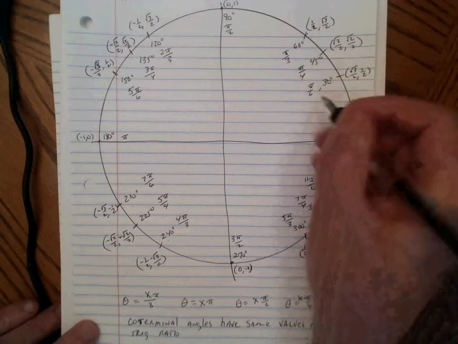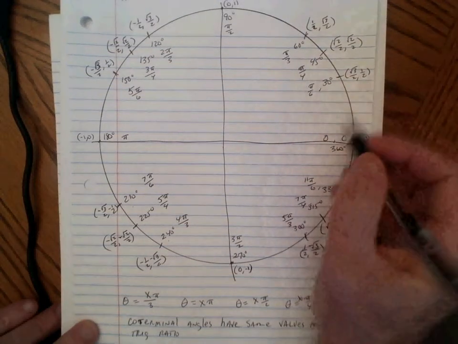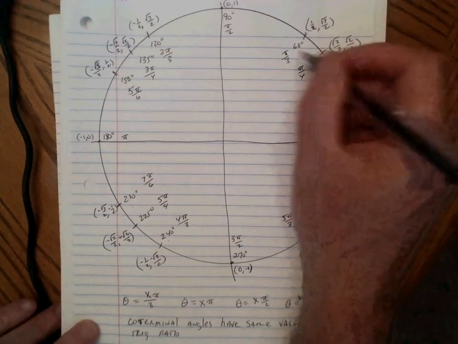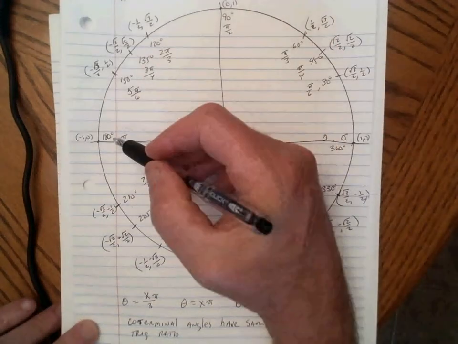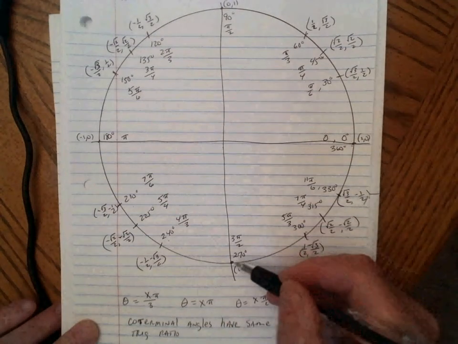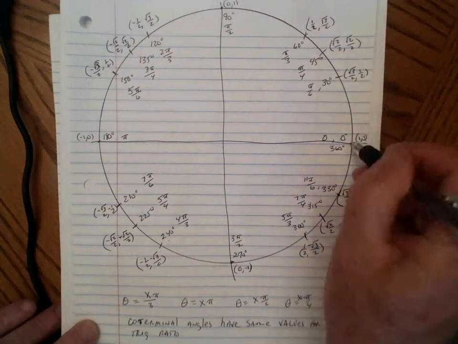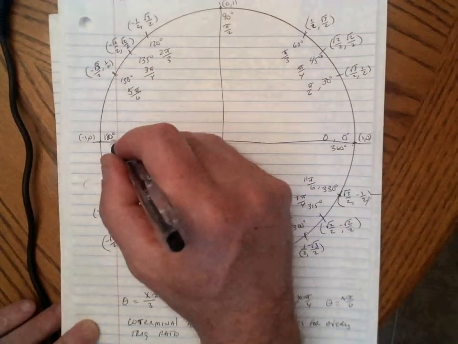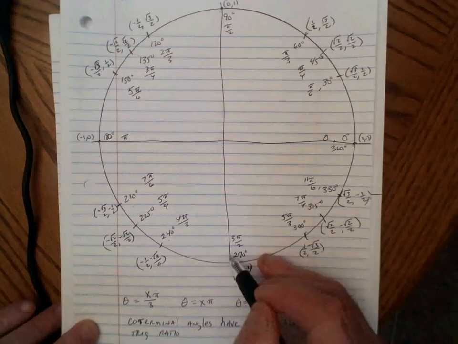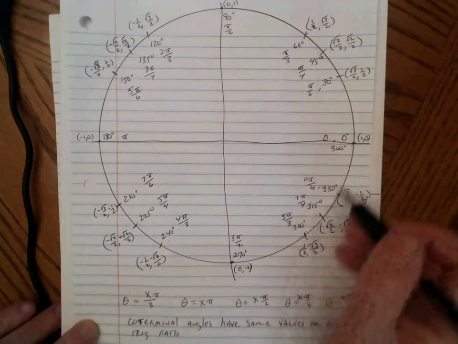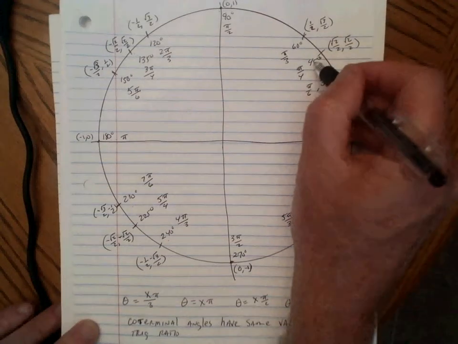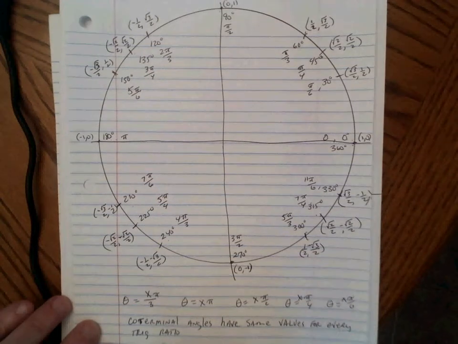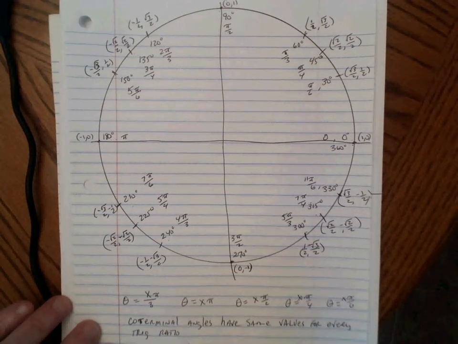If we look at this, pi's over 4, this would be 1 pi over 4. Every 45 degrees is pi over 4. So 1 pi over 4, 2 pi over 4, 3 pi over 4, 4 pi over 4, 5 pi over 4, 6 pi over 4, 7 pi over 4, 8 pi over 4, 9 pi over 4, 10 pi over 4, 11 pi over 4, 12 pi over 4, 13 pi over 4, 14 pi over 4, 15 pi over 4, 16 pi over 4, 17 pi over 4 is coterminal with pi over 4, so the cosine is the square root of 2 over 2.